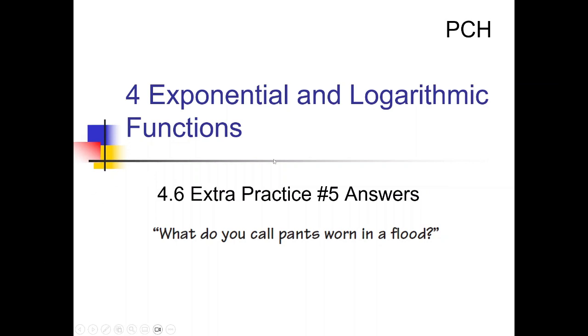Hello there, Mr. Sutton here, bringing you the Pre-Cal Honors 4-6 Extra Practice Number 5 solutions on solving exponential and logarithmic equations. There's a puzzle that goes with this, so let's see what that's all about.